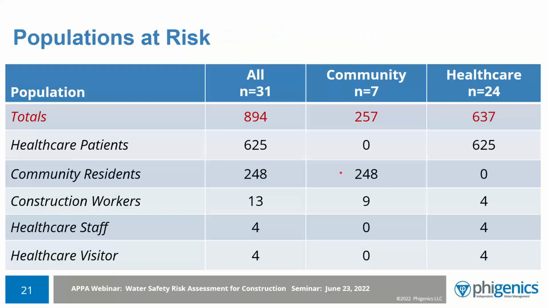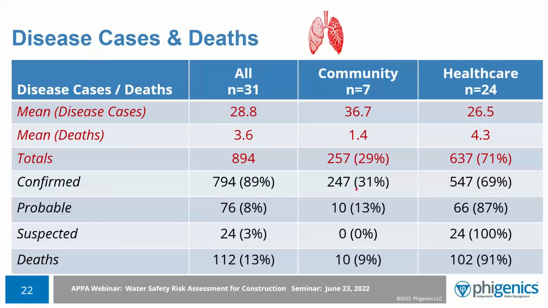So in these populations of risk, when we looked at the 894 cases, the majority, 70% of them, are in healthcare settings for obvious reasons with immunocompromised populations and underlying disease. But 30% of them were in community settings. It didn't differentiate, it just calls everybody a community resident, so it didn't differentiate them by building. But construction workers are also susceptible to this in both settings. If you do have a community outbreak, in this column, the mean number of disease cases with a construction activity are 36 to 37 disease cases could be associated with this outbreak.